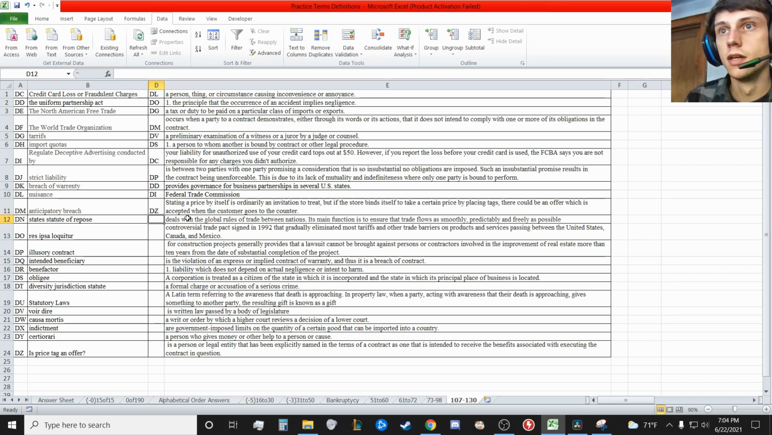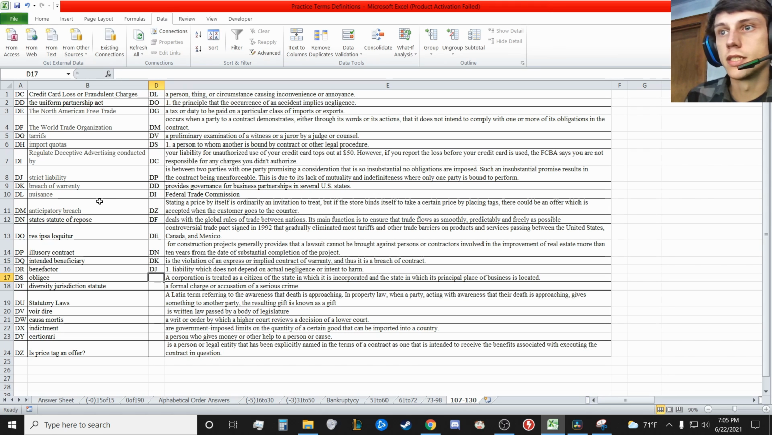So that's DT. Deals with the global rules of trade between nations. That's the World Trade Organization. DF. This deals with Canada, Mexico, and United States trade, and that's the North American Free Trade Agreement. DE. For construction projects generally, the limitation from the completion date of liability falls under the statute of repose. A violation of express or implied contract or warranty is a breach of contract or breach of warranty. In this case, liability which does not depend on actual negligence or intent to harm, that's strict liability.